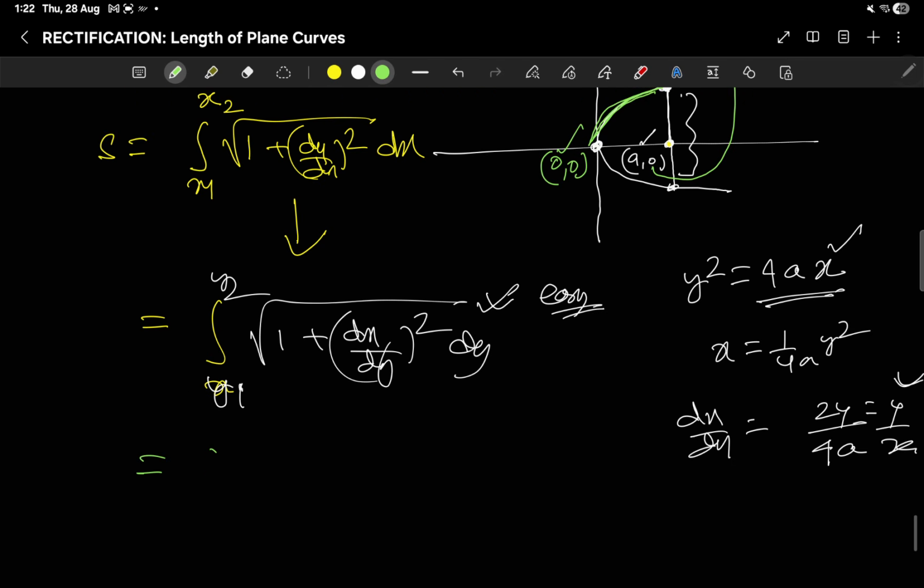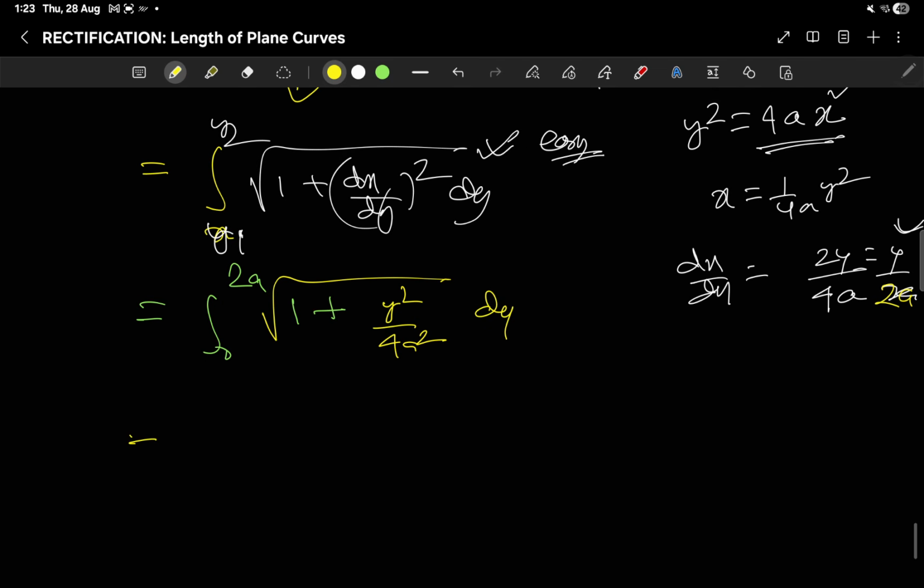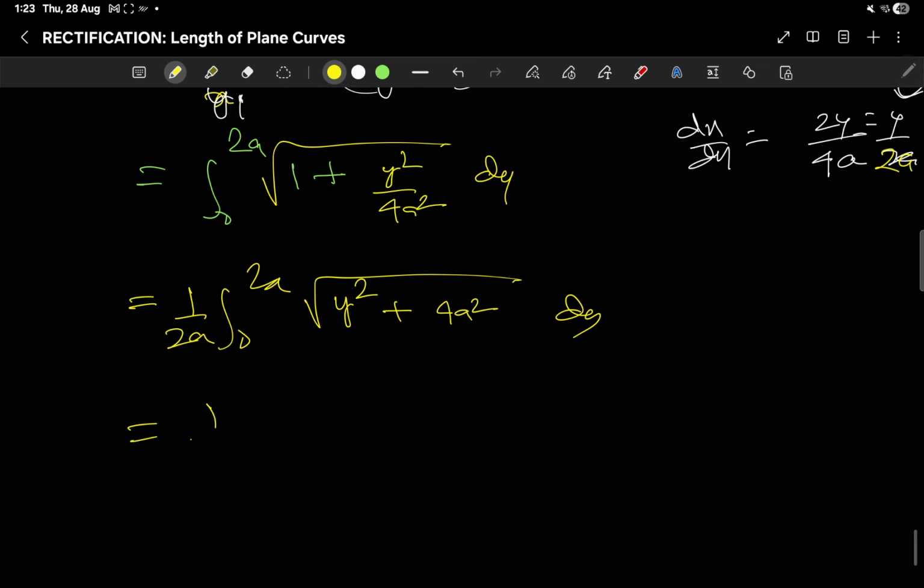So this will be the integral from 0 to 2a of square root of 1 plus (dx by dy) square. What is dx by dy? It is y by 2a. So this is the square root of 1 plus y square by 4a square, dy. This will be equal to the integral from 0 to 2a of square root of (y square plus 4a square) over 4a square, so 1 by 2a taken out, dy. So this will be 1 by 2a integral from 0 to 2a of square root of y square plus (2a) whole square, dy.